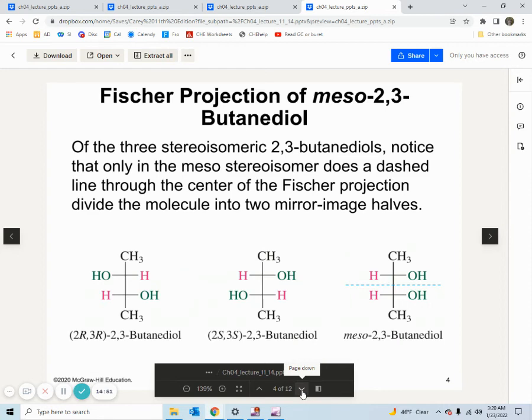Let's look at Fischer projections of the meso 2,3-butanediol, of the 3 stereoisomers for 2,3-butanediol. Notice that only in the meso stereoisomer do we have a dashed line through the center of the Fischer projection, as shown on the left. It divides the molecule into 2 mirror image halves.